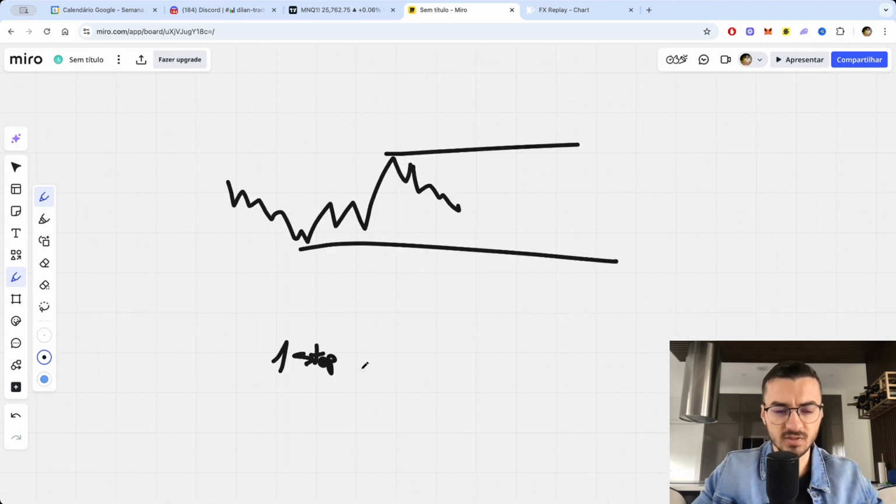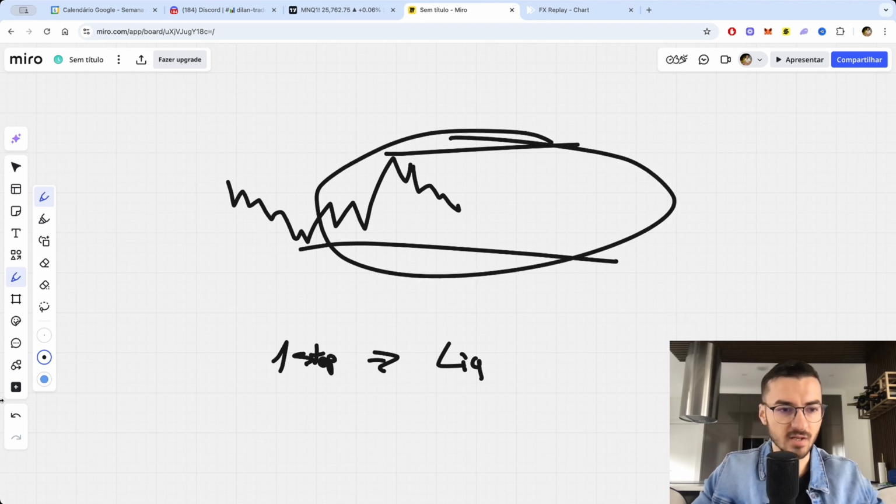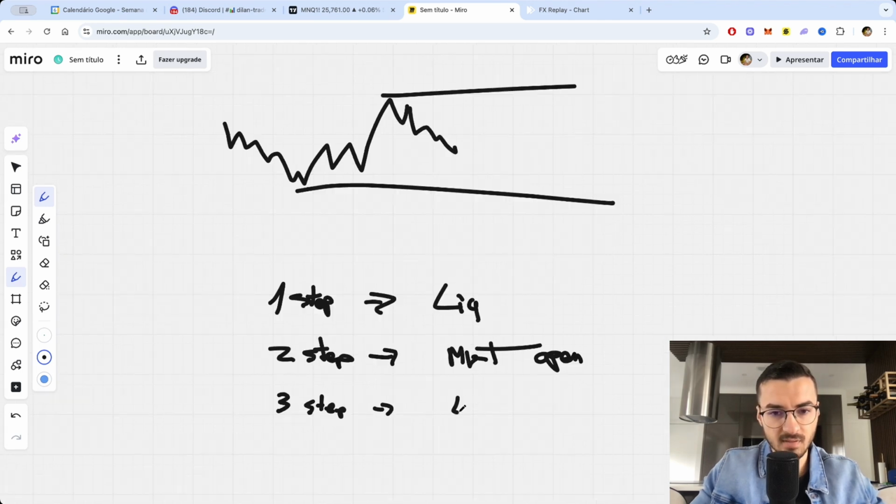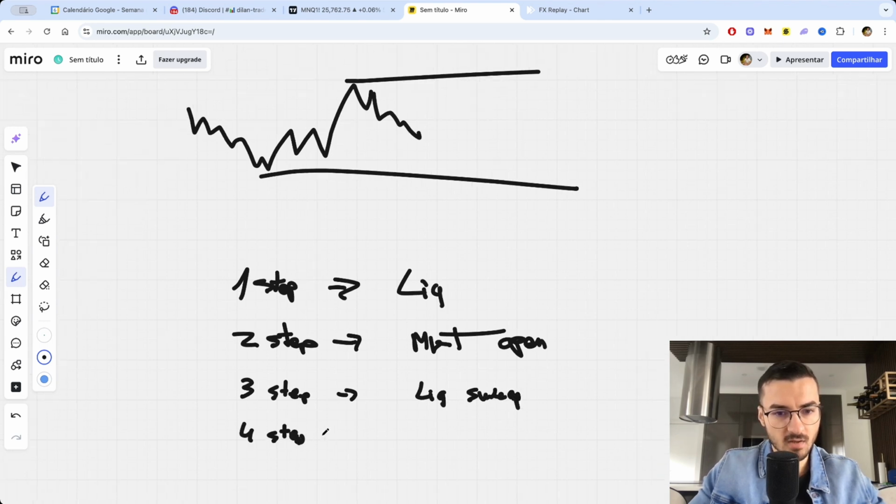So step number one, you're gonna mark your liquidities, right? As we've done so right here. Step number two, you're gonna wait for market, all right, to be open. Third step, you already know, you must have a liquidity sweep. And for the fourth one, we're gonna want to see an M5 change of character or break of structure, whatever you like to call it.